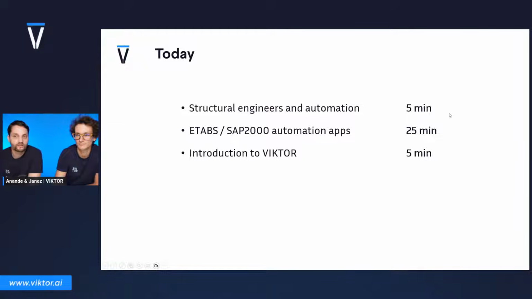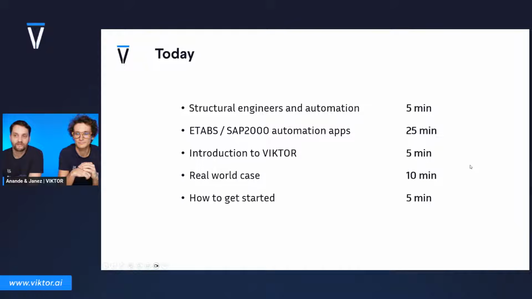Then I will give a short introduction to VIKTOR, the tool Jannes used to create those automation apps. Then I want to close the webinar with a real case example, an app made by a customer of ours. It's a really nice app that I love showing because they have automated everything from the beginning of the process to the end, and they use it daily on all kinds of projects. It's a really interesting source of inspiration for all of us. After that, we want to give you some tips and tricks on how you can start automating stuff. That's the menu for today.